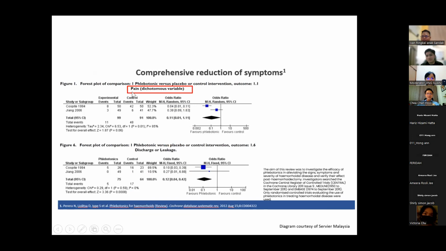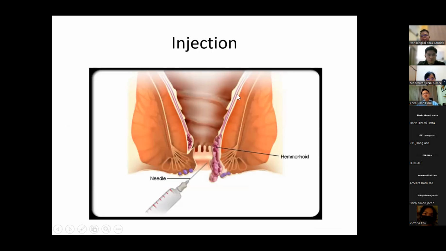Okay, so it is also confirmed to reduce pain. So this is a forest plot. Whatever is to the left favors the medication. And also it improves complaints of discharge or leakage as well. So this drug really works.